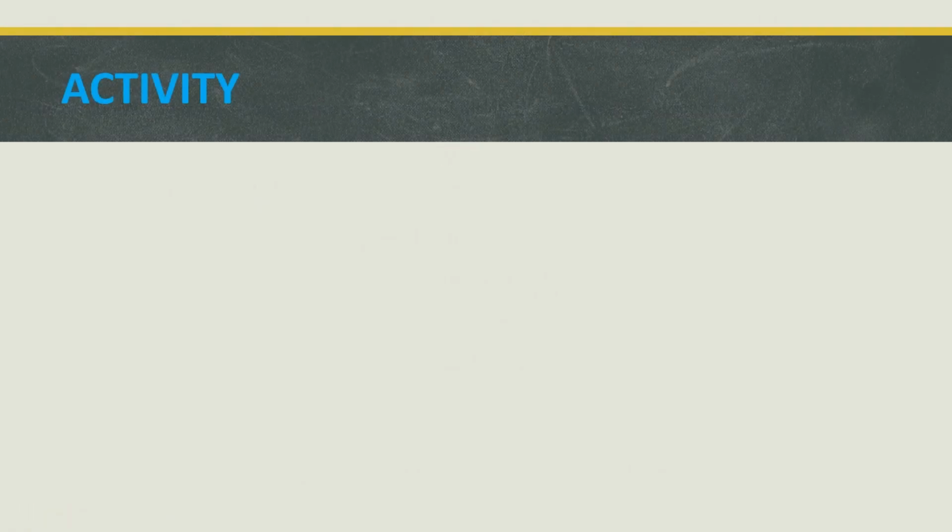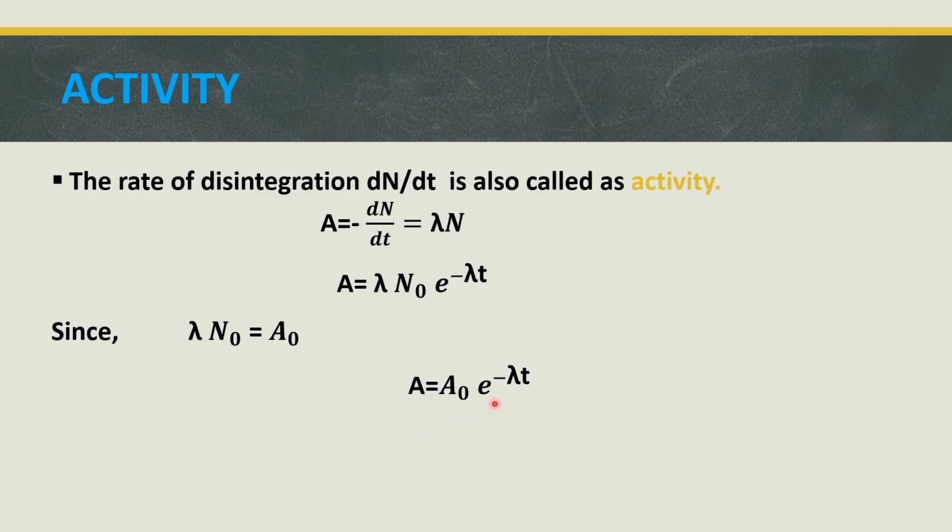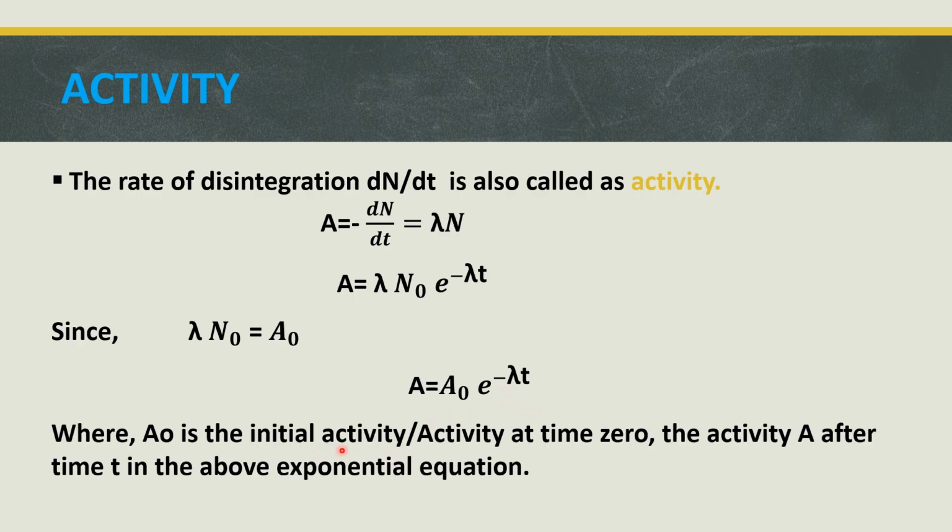Next one is activity. The rate of disintegration dN by dt is also called activity. Mathematically, we can write A equals minus dN by dt equals lambda N. That minus sign indicates disintegration. N has the value N equals N naught e to the power minus lambda t. So we write A equals lambda N equals lambda N naught e to the power minus lambda t. Putting this value here, lambda N naught equals A naught. So we can write A equals A naught e to the power minus lambda t, where A naught is the initial activity or activity at time 0, and A is the activity after time t in the above exponential equation.